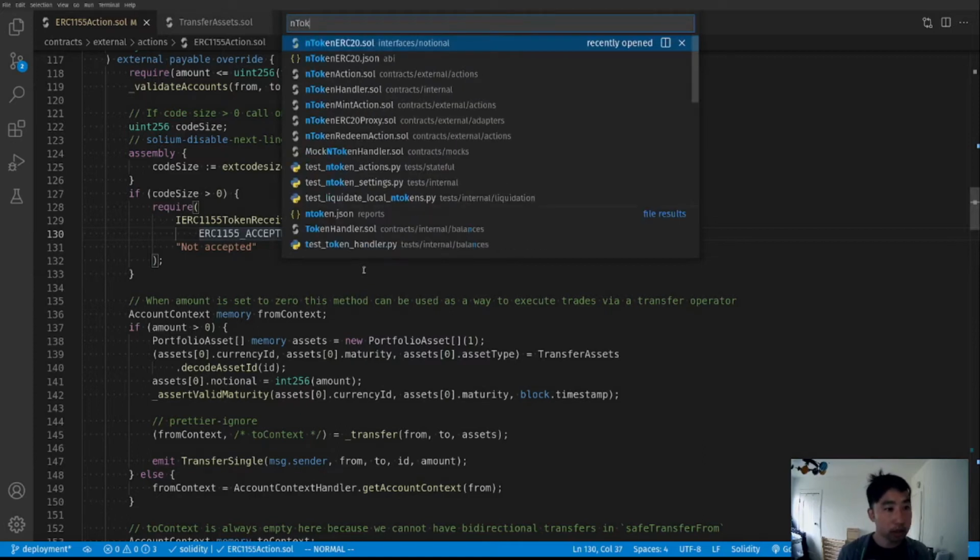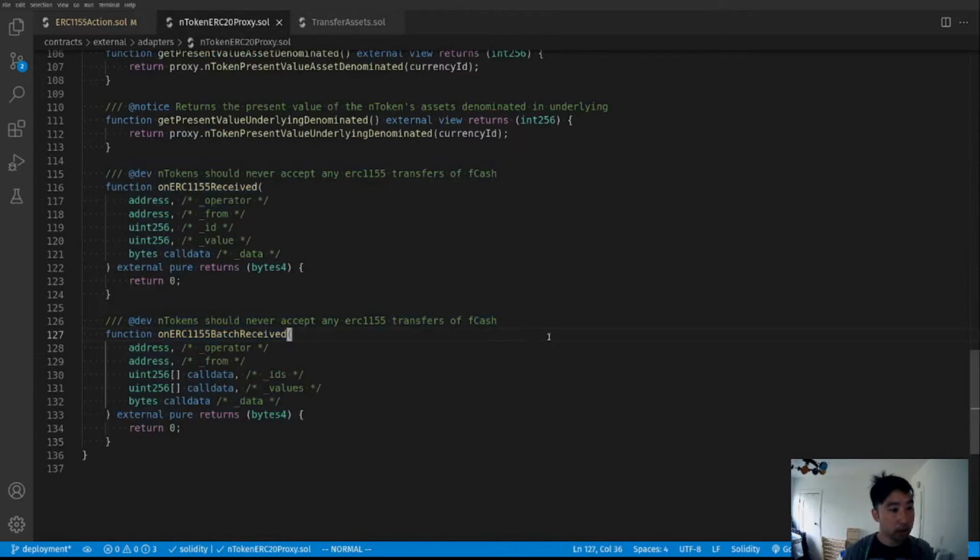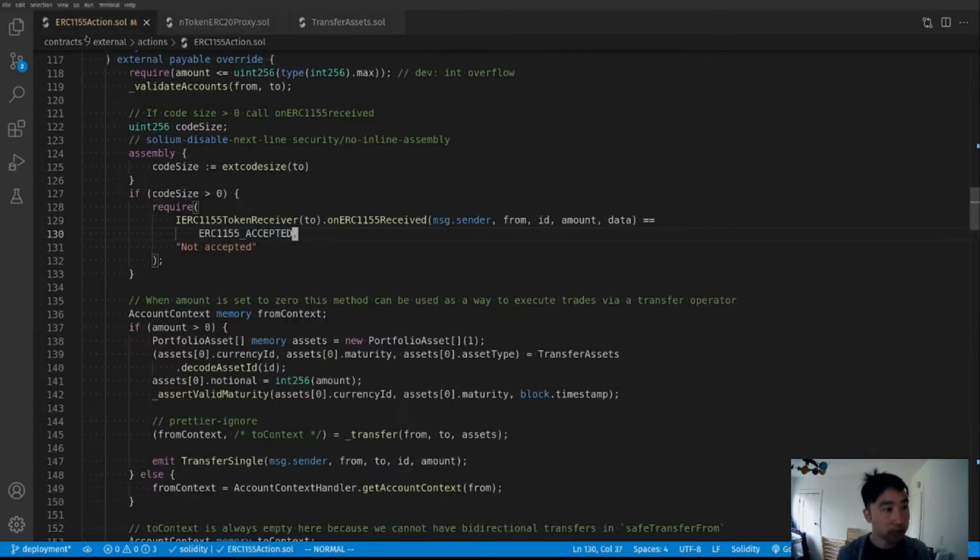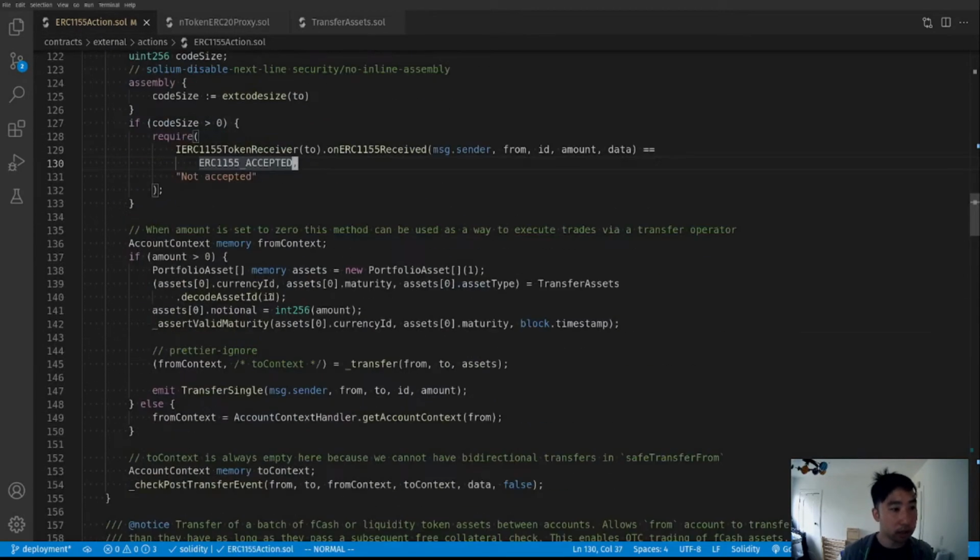And one place that we actually use this is in nTokens. nTokens will not accept any Fcash that you try to transfer to them. This is important because we want the nToken to be a very controlled environment, and nothing unexpected should happen to it. So that's a quite nice feature of the ERC1155 spec, this requirement, which we do make use of.